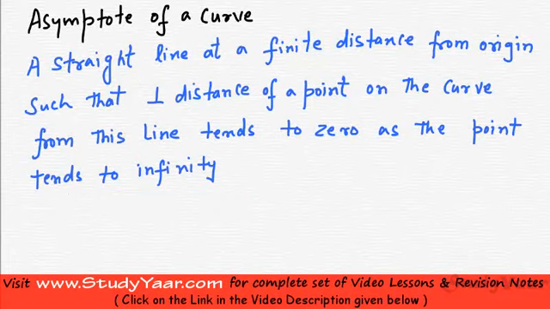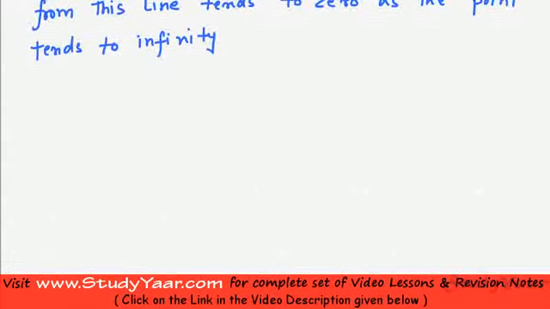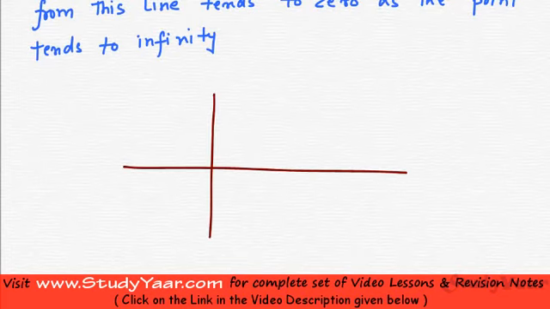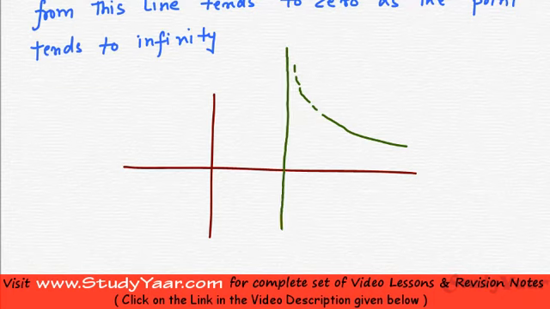Let's understand this definition by means of a diagram. Let us suppose I have a curve which is something like this. If this is the curve, then I say this line is the asymptote of this curve because, look, let me draw it smoothly. So this is my curve. Let us suppose this is x equal to a straight line. So this is x equal to a.